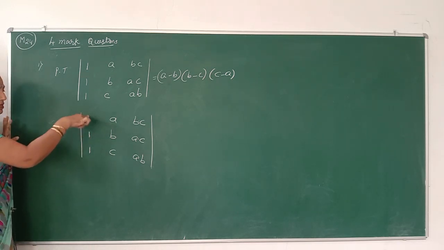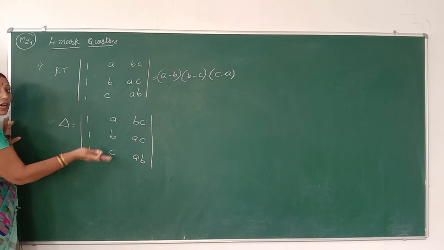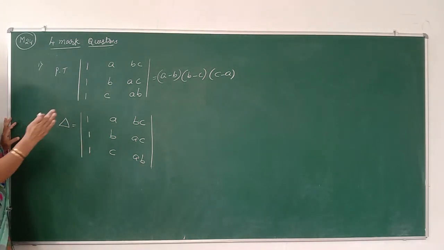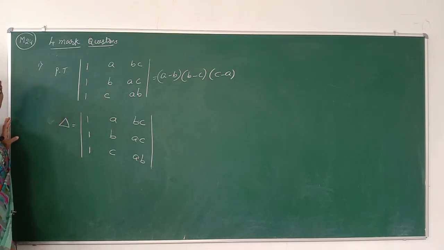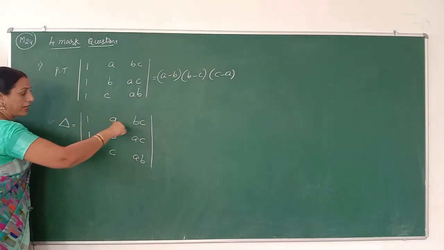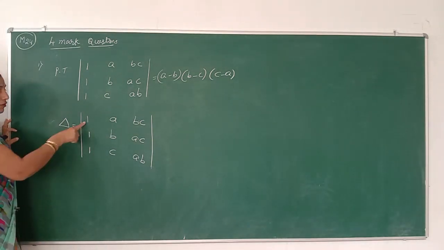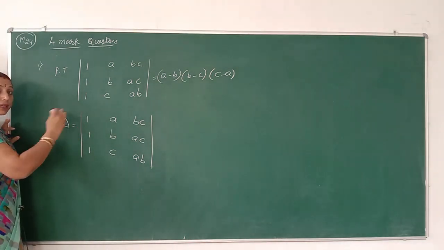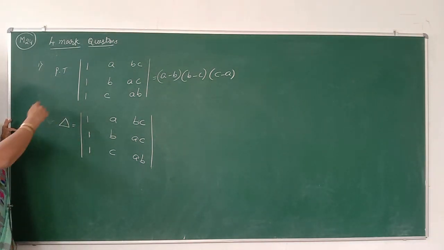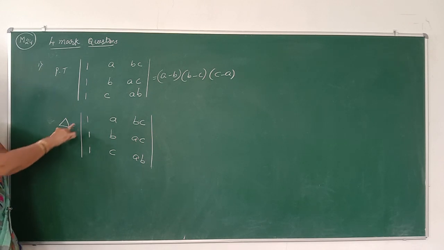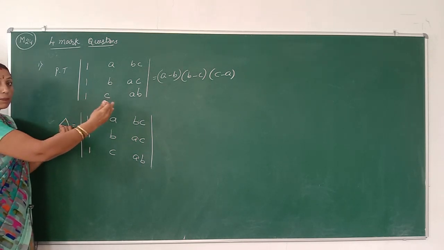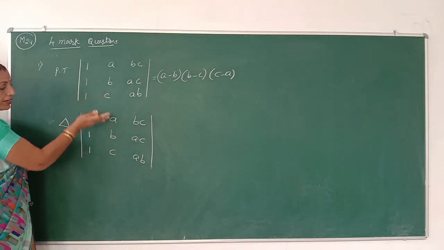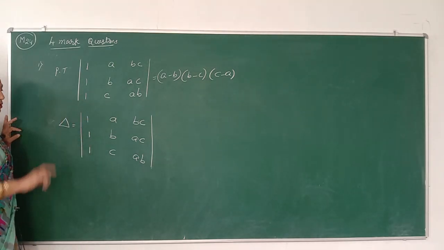Now, if the elements are represented column wise, we operate row wise. So if the elements are in a column, we have to operate row wise. Likewise, if 1, 1, 1 are the elements in any one of the rows, then we operate column wise. So these are applicable in the reverse order. The elements in the row wise will be operated column wise, and the elements in the column wise will be operated row wise. Always remember that.